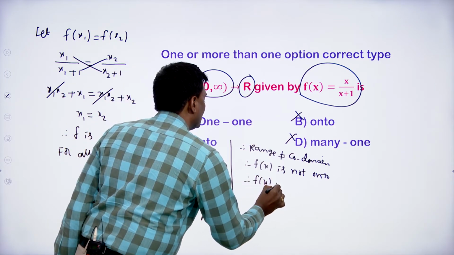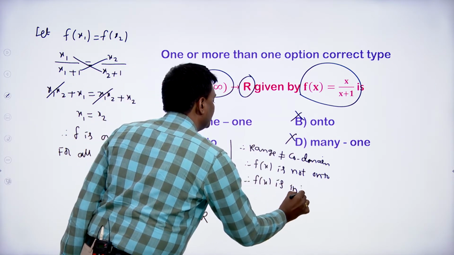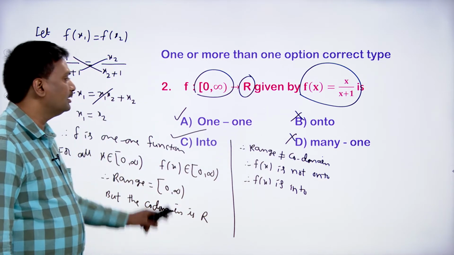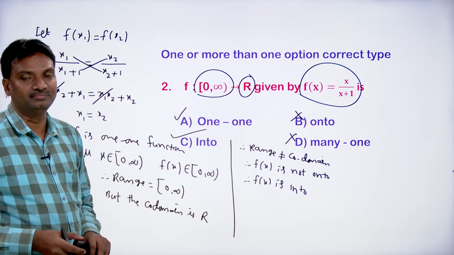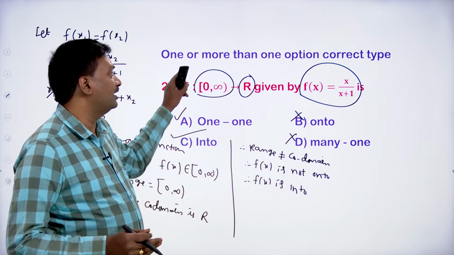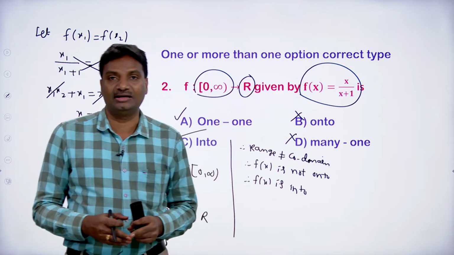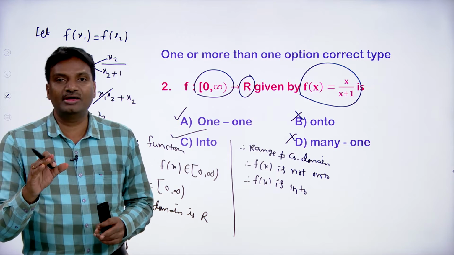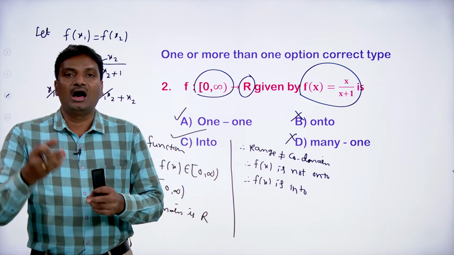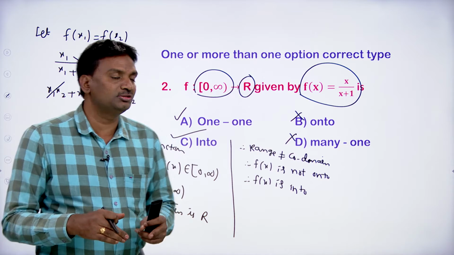Therefore f of x is into function. So that's why options A and C are correct for the given problem. So options A and C are correct. Here the problem is given as one or more than one correct option type. So by solving the given problem, we may have only one option correct, or more than one: 2, 3, 4 options may be correct.